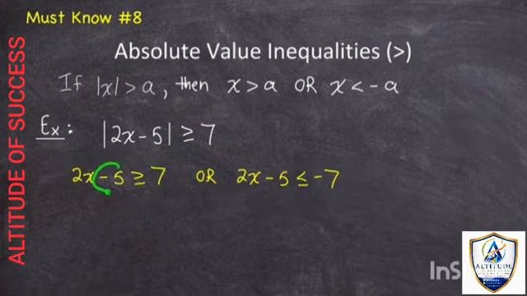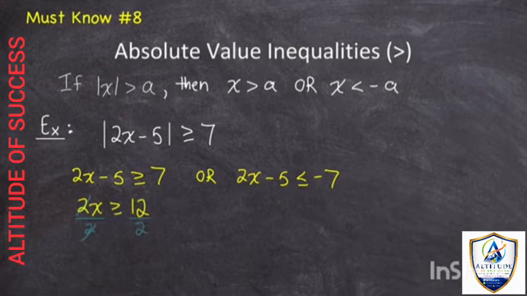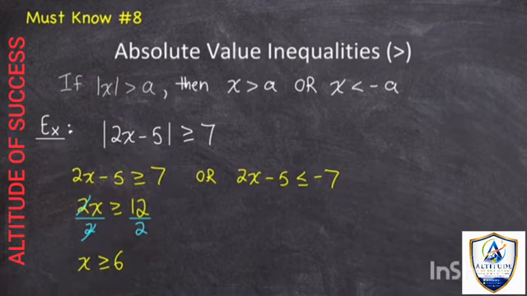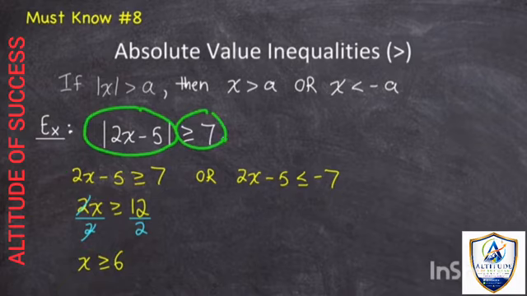Starting with the one on the left, I'll take this negative 5, add it to the other side, and then dividing both sides by 2, I see that x is greater than or equal to 6. So any x value greater than or equal to 6 makes this 2x minus 5 be greater than or equal to 7, meaning its absolute value would be greater than or equal to 7.